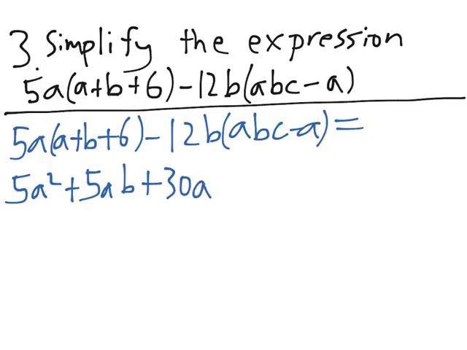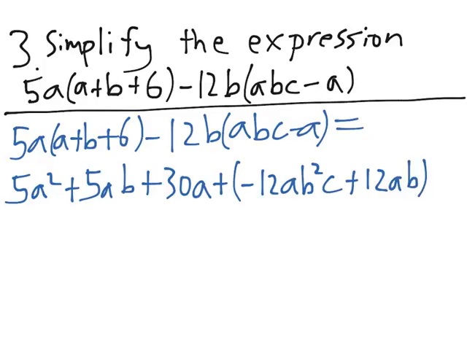In the right term, let's multiply minus 12b by abc minus a and add that to what we have here. Minus 12b times abc is minus 12ab squared c. And then minus 12b times minus a is equal to plus 12ab.